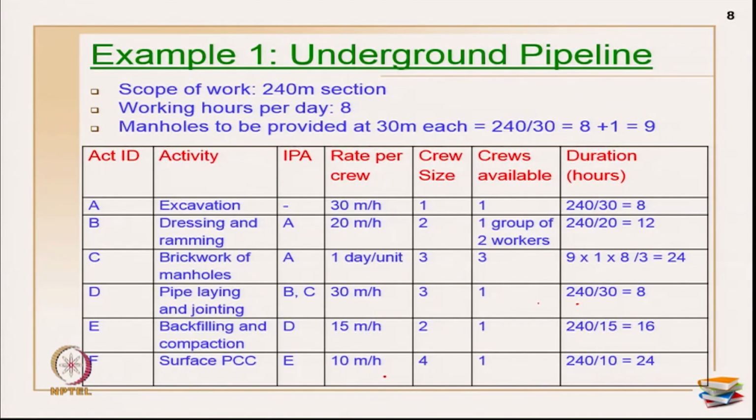So, duration taken is a simple formula which you always know. What is the quantity of work to be done, which is 240 meters, divided by the productivity constant, which is 30. So, this will be like 8 hours is the duration for excavation.